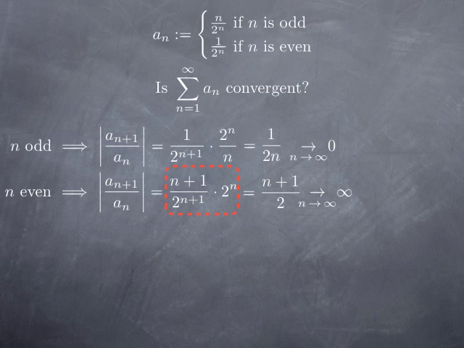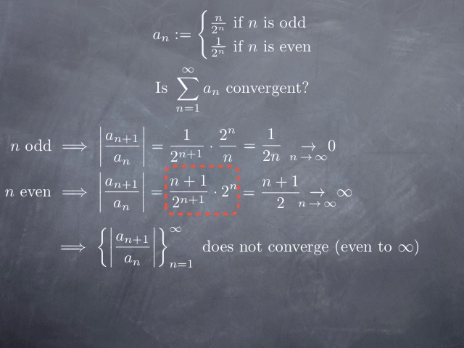So if we look at the sequence of ratios an plus 1 over an, we have a subsequence that goes to 0 and a subsequence that goes to infinity, and therefore the sequence itself does not converge, does not even go to infinity. But that means that the ratio test does not apply, because to apply the ratio test, we need to have, for that ratio, either a finite limit or going to positive infinity. So here it's not converging in that sense, so the ratio test simply does not apply. So what can we do?